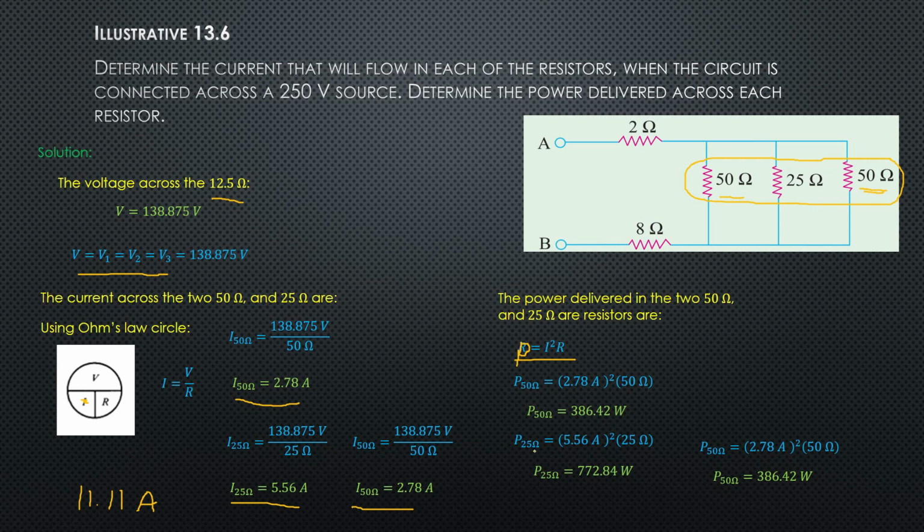And for the 25 ohm resistor, the current that flows on that resistor is 5.56, so 5.56 amperes squared multiplied by 25 ohms gives us a power of 772.84 watts. Okay, and for the 50 ohm resistor, the last resistor, a similar value to this one, that is 386.42 watts. Okay, so the currents across each resistor are solved, and the power across each resistance is already solved.